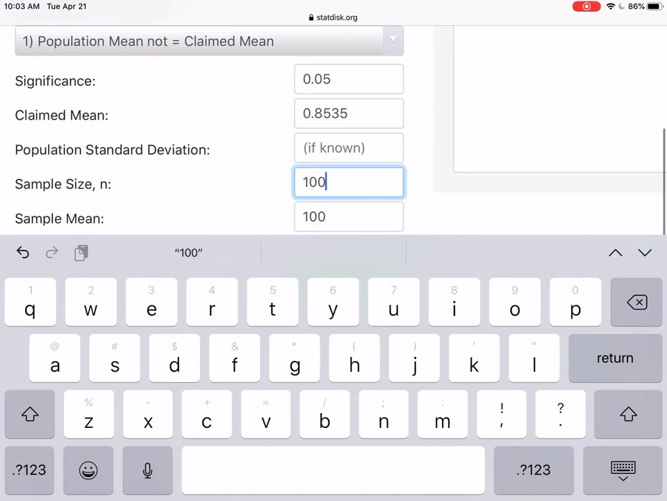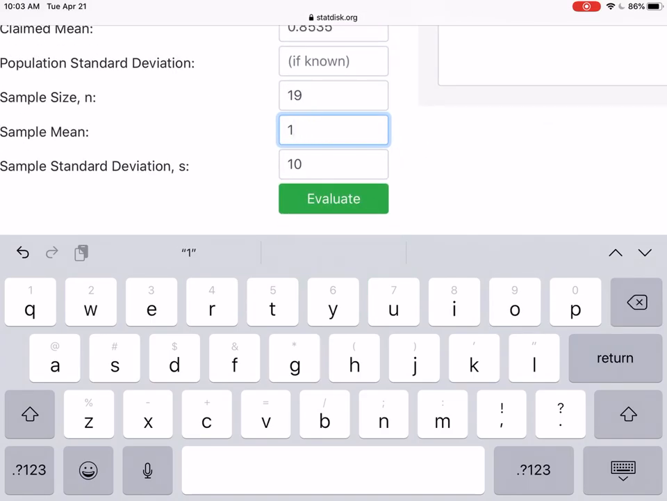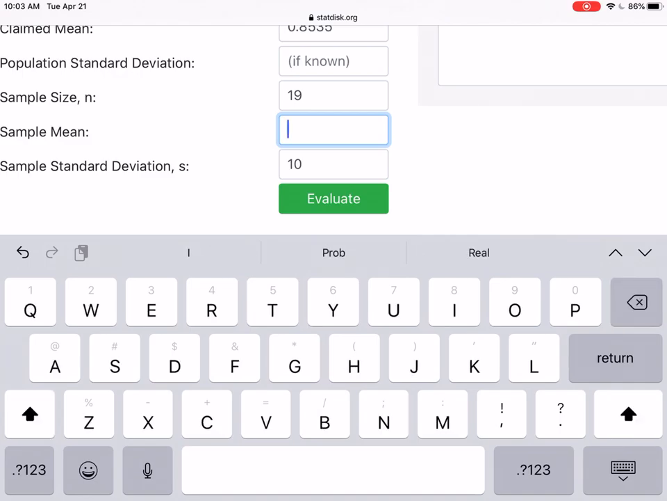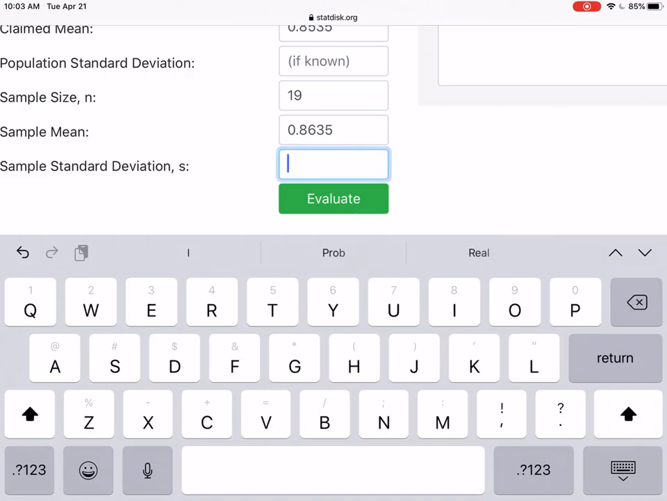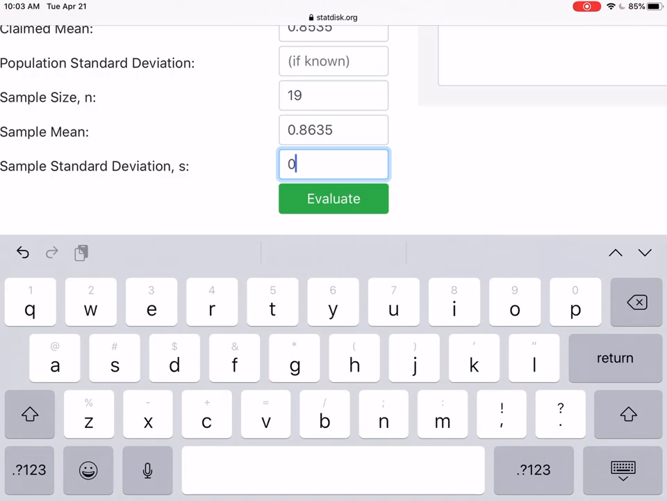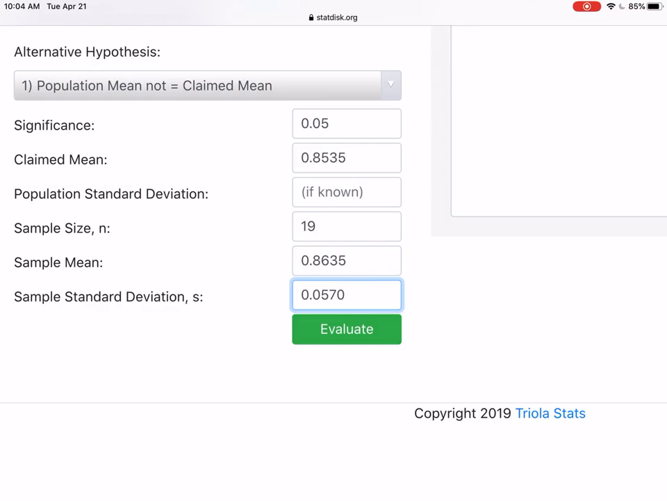We input the population standard deviation. That was not known in this example. The sample size was 19. The sample mean was 0.8635. And the standard deviation that was associated with the sample is 0.0570. So those are all the values that we had identified earlier, and now we can evaluate that.